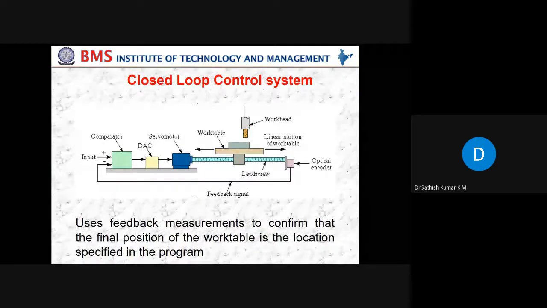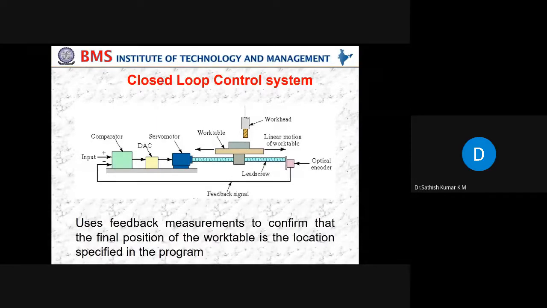This optical encoder is going to measure the amount of movement of the work table, and it will give a signal to this comparator. Now this comparator will compare. What is the input given? The input given is 20. Now I'm going to measure the output. The output is going to be measured and compared with this.